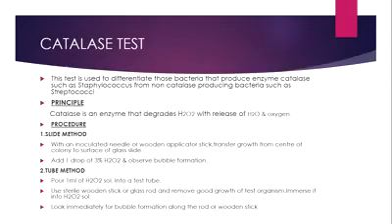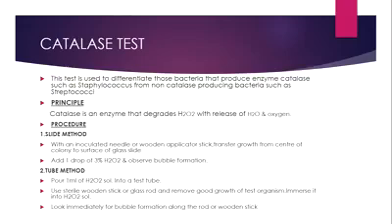This is a test which is used to differentiate those bacteria that produce the enzyme catalase such as the staphylococcus from non-catalase producing bacteria such as the streptococci. So we know that the gram-positive cocci are staphylococcus and the streptococcus. So we are going to differentiate them using this test called catalase test, because the staph species are catalase positive as they produce the catalase enzyme, while the strep species and enterococci are catalase negative as they don't produce catalase enzyme.